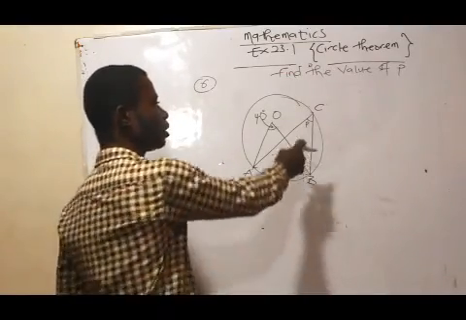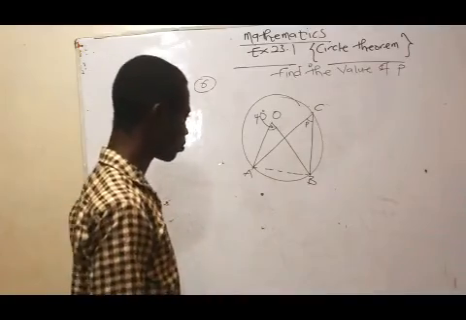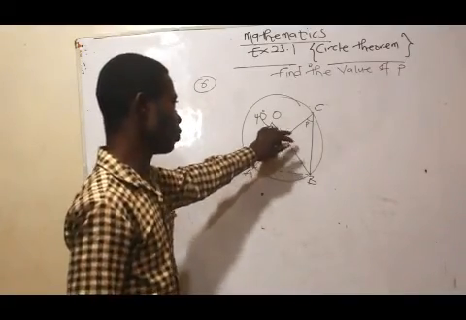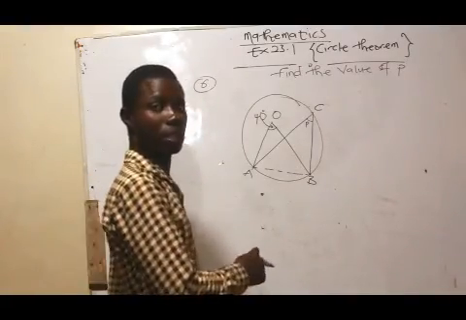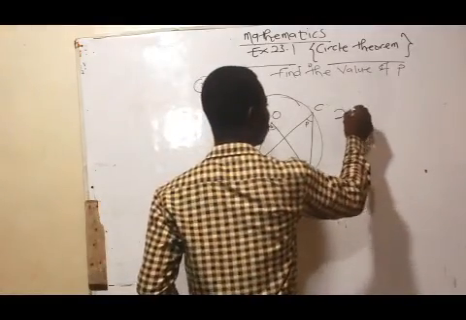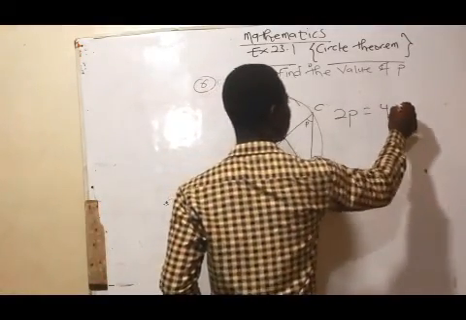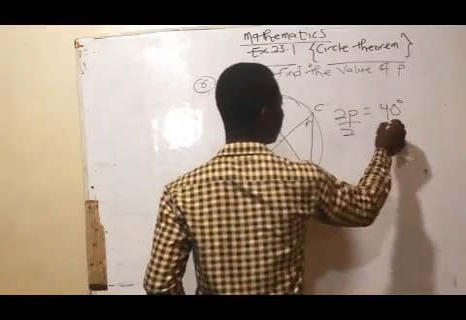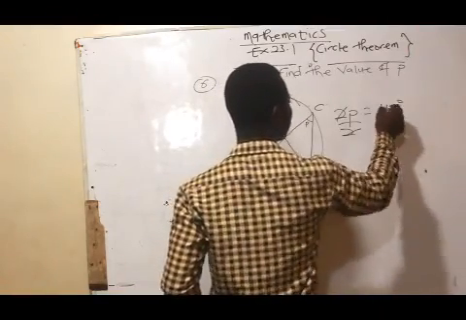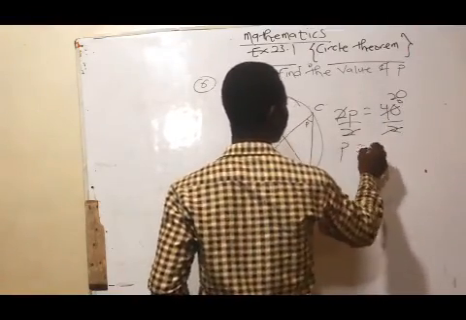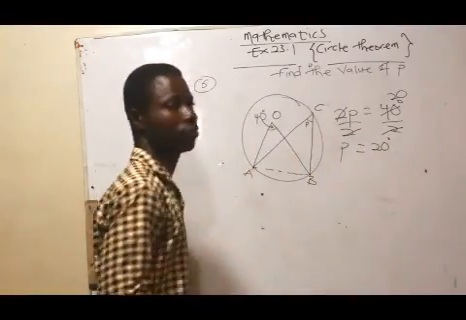So it means that twice of P gives us what? The angle we have here, which is 40 degrees. So it tells us that 2P is equal to 40 degrees. Then divide this out by 2. P is equal to 20 degrees.